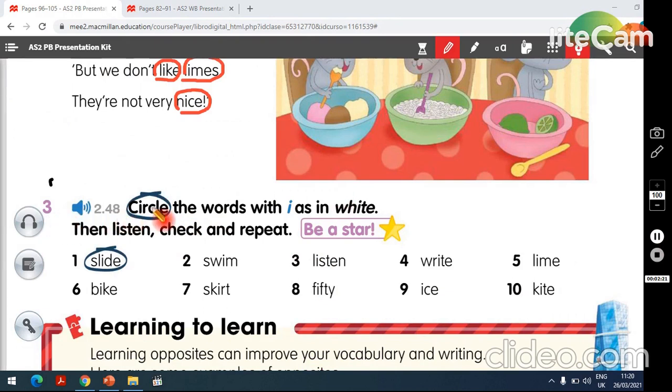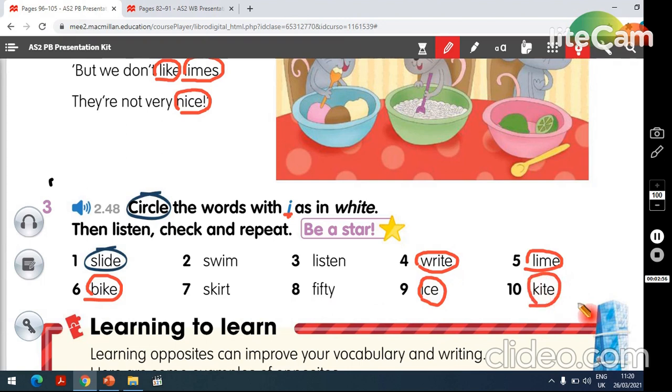Now, 3. Circle the words with I as in white. Let's circle them. 1. Slide. So we will circle it. 2. Swim. No. Right. Yes, here we have right. Lime. Yes. Bike. Skirt. No. Ice. Yes. And the last word here is kite.